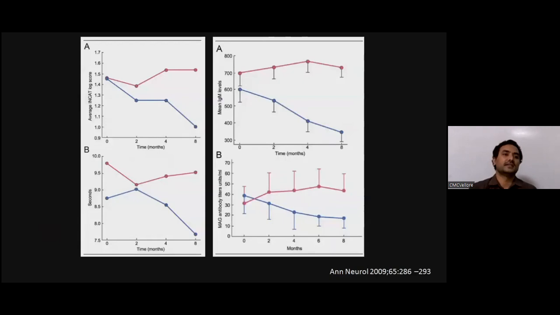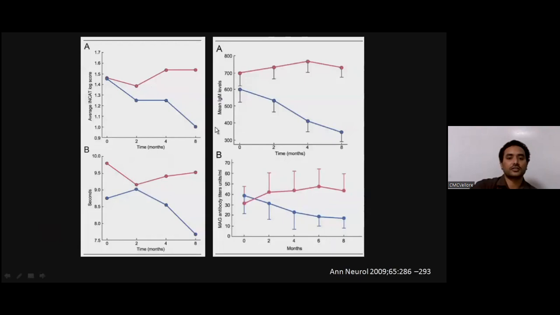What is the y-axis? INCAT. The left side is the INCAT score, the Inflammatory Neuropathy Cause and Treatment score. That is a disability score. So over the time period, the blue line is coming down; the disability score is decreasing. The other one is the timed walking. And what is the red one? The red one is the control patients who were not given rituximab.